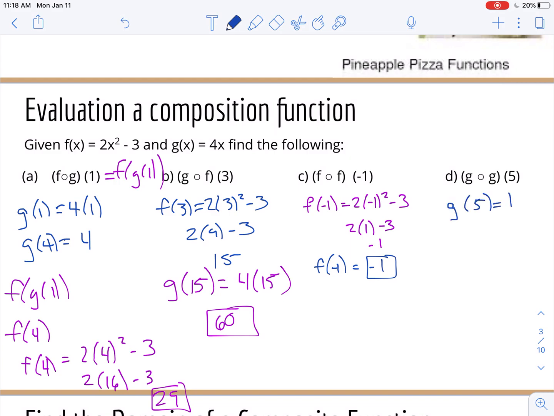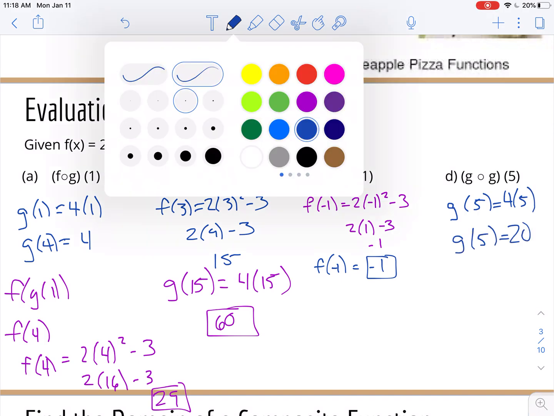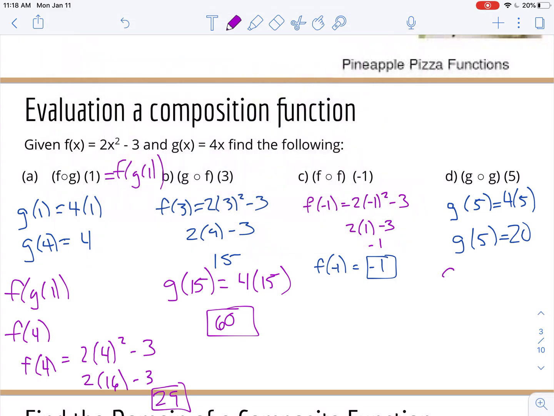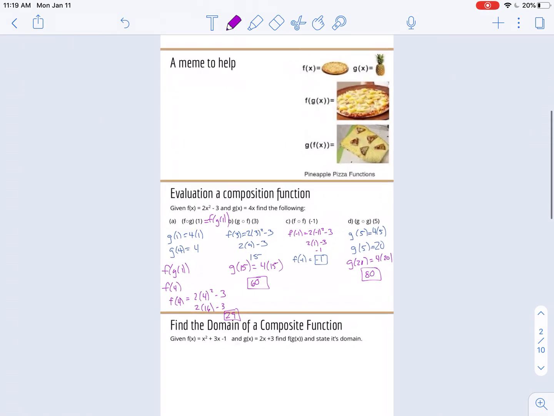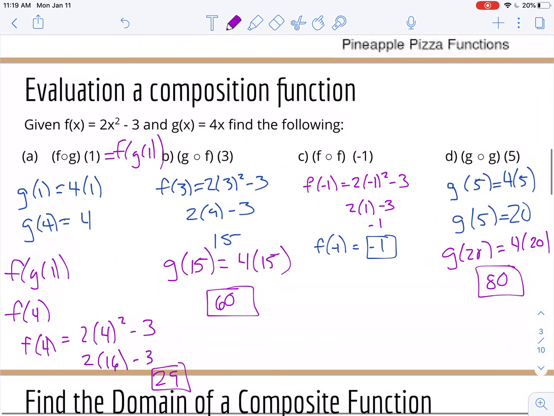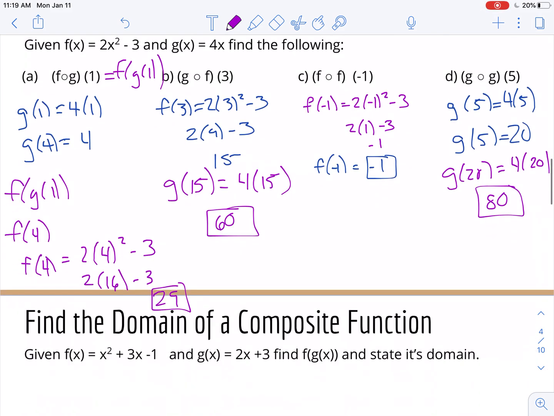So that's 4 times 5, which is 20. So g of 5 is 20. And then I need to figure out, all right, what is g of 20? And so that's 4 times 20, and that is 80. So that is how I figured it out. I found out what my first one was, which is my rightmost function. I plug it into my rightmost function, and then I plug it into my left function.